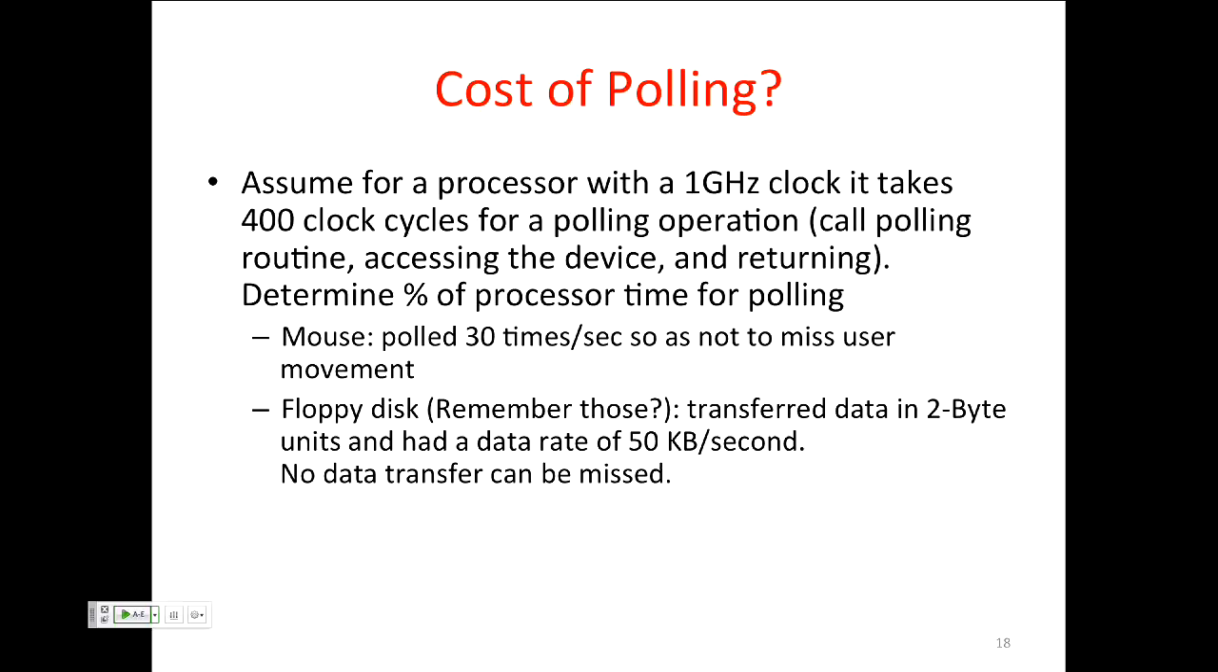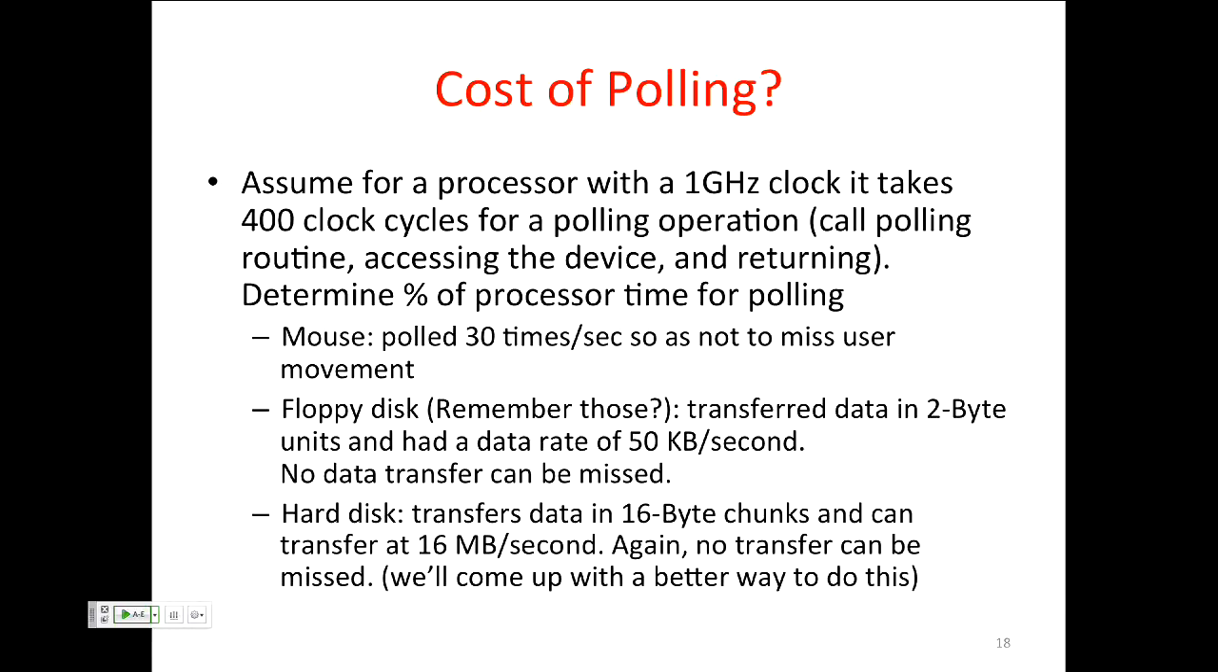So if you check it, say, 30 times a second, that's probably enough. If you have a floppy disk, that's a very old example, but that one would, for example, transfer data in 2-byte blocks and would transfer it at a very low rate, so something like 50 kilobytes per second. So that would be an example where you need to actually poll more often, because instead of the mouse where you just check 30 times a second, here you actually need to poll for every data that you want to read. You can't miss any data that's coming from the floppy because that would be data that you need.